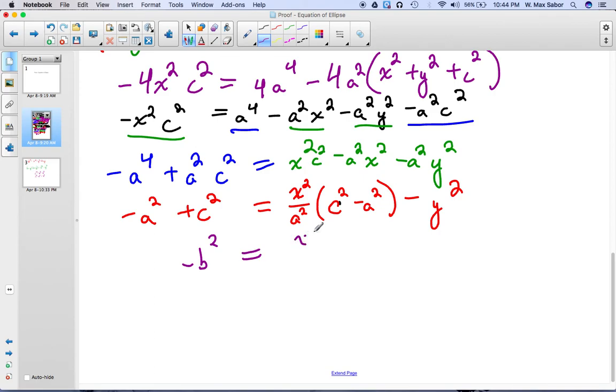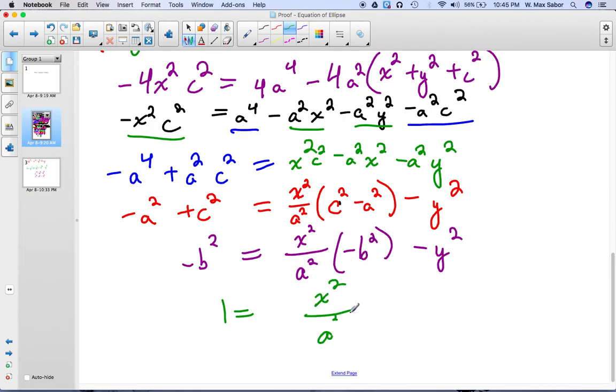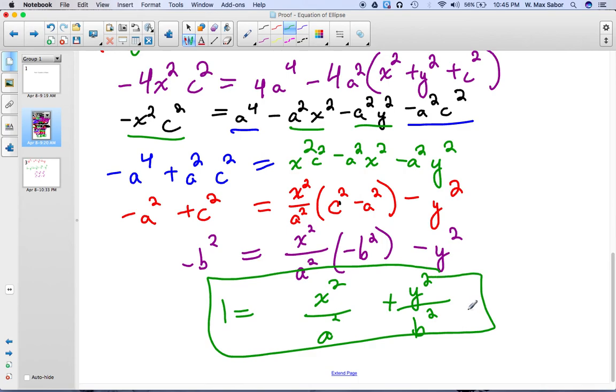Now we have x squared over a squared. Here's negative b squared minus y squared. And lastly, if we divide by negative b squared, it cancels out here, leaving us x squared over a squared. And dividing by negative b squared, negative divided by negative cancels out. We get plus y squared over b squared, which is the formula when the center is at 0, 0.